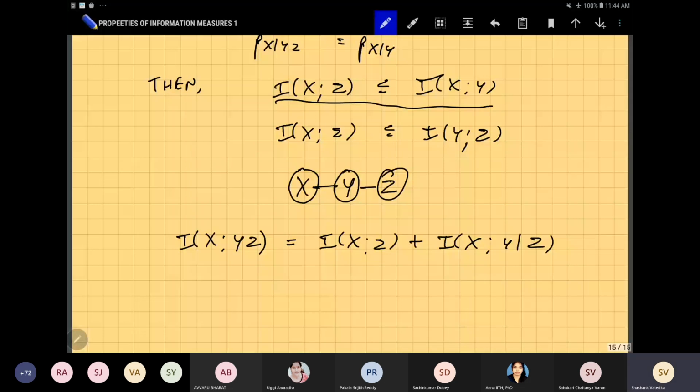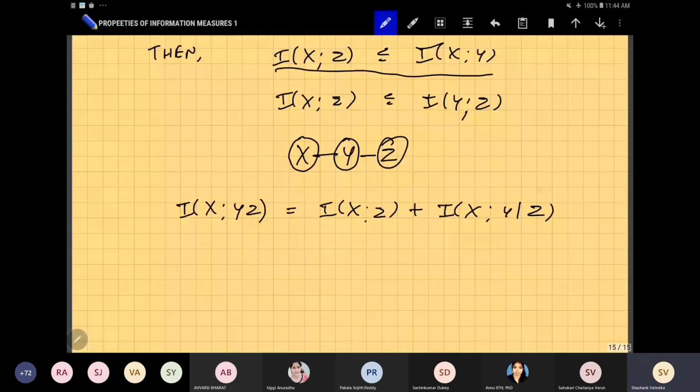Now this, I claim, is greater than or equal to I(X;Z). Can you tell me why? There are two terms. So what can you say about I(X;Y given Z)? It's non-negative. Correct. It's non-negative, and therefore it's greater than or equal to 0. So I(X;Y,Z) is greater than or equal to I(X;Z). Okay, so we have this.